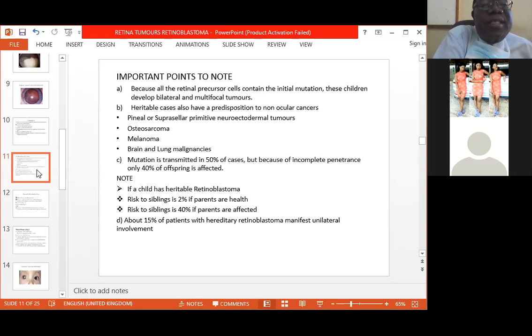Mutation is transmitted in 50% of cases, but because of incomplete penetrance, only 40% of offspring.